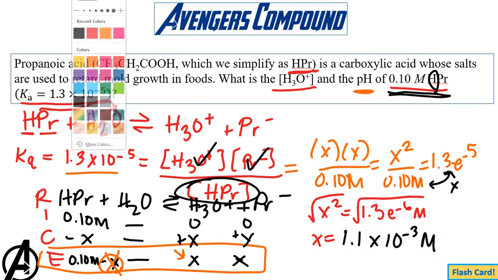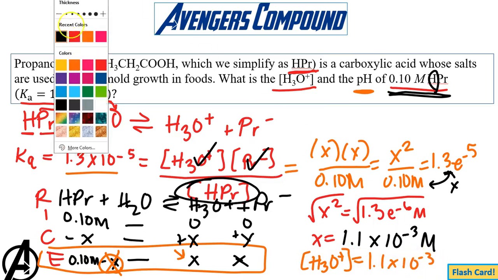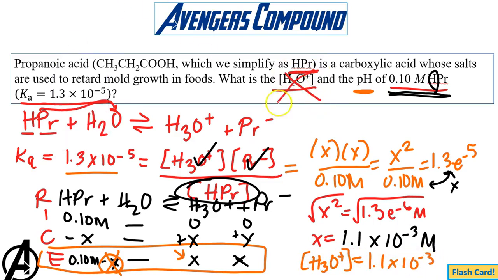And so what does this represent? This 1.1 times 10 to the negative 3 is going to represent X, which also represents our H3O plus concentration, 1.1 times 10 to the negative 3. So we have effectively gotten at least one of our answers so far. So we've gotten the H3O plus concentration right here. Now let's get our pH value.